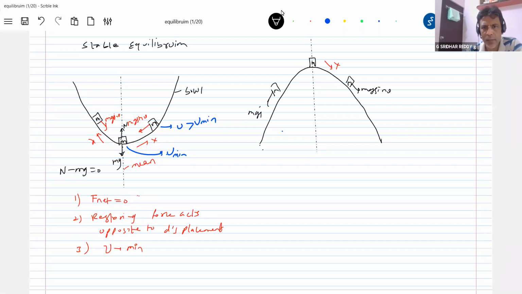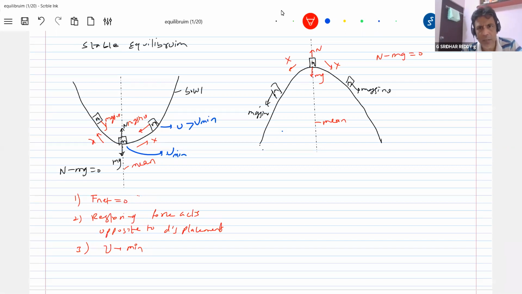mg sin theta will act here. And the push is given in this direction. So look at the force and the displacement, how they are in the same direction. And this is the mean position. N minus mg equals 0 here also. So about the mean position, if you give a slight displacement, the force will act in the direction of displacement. So that is a basic feature of unstable equilibrium.